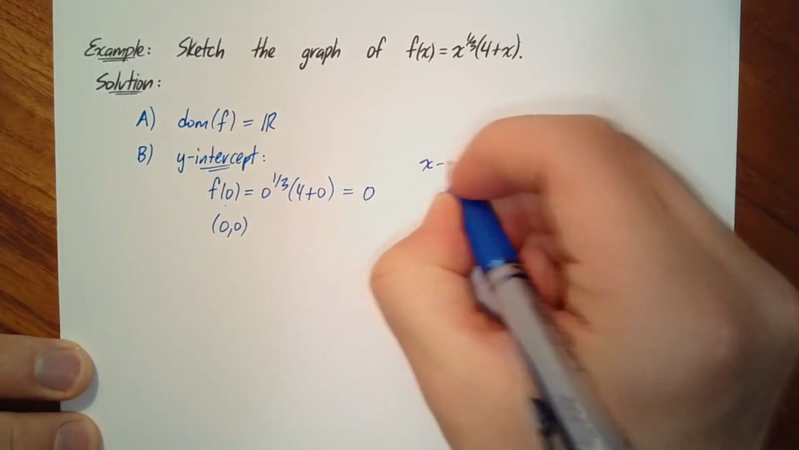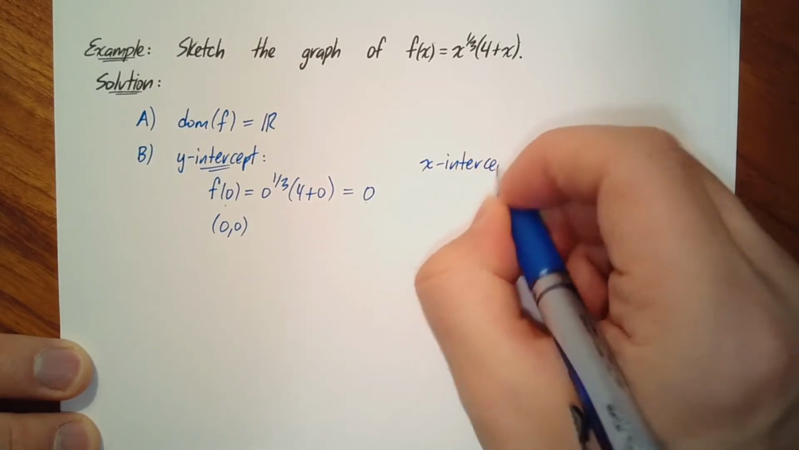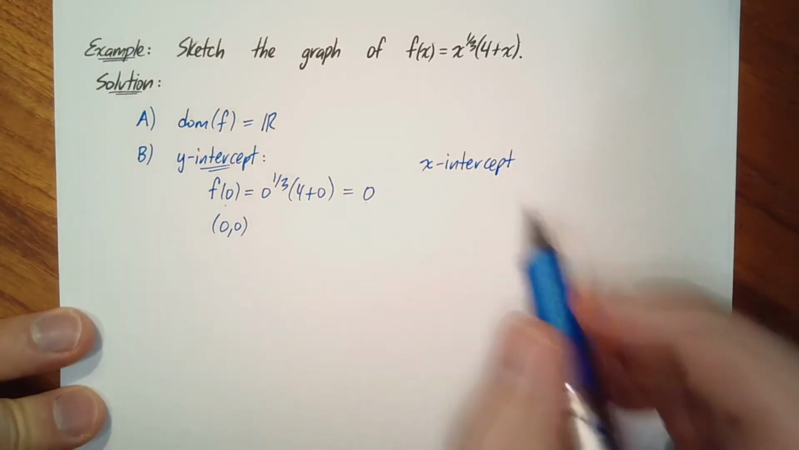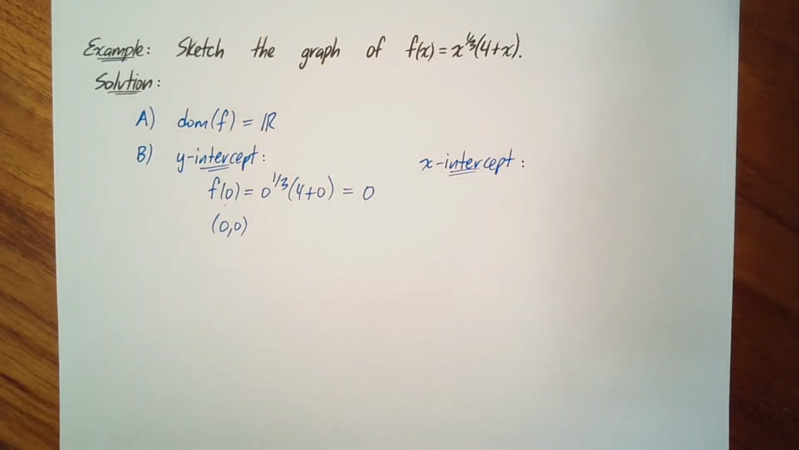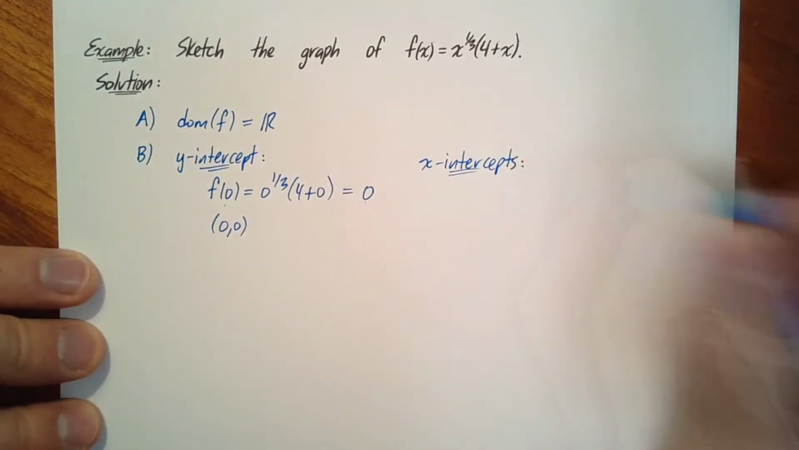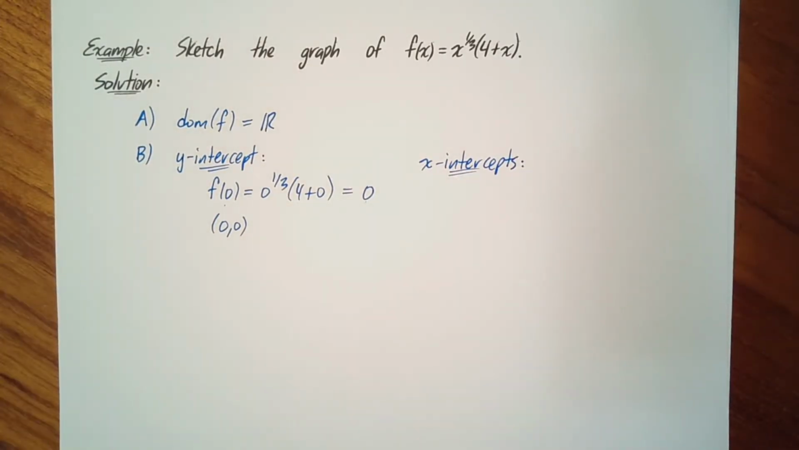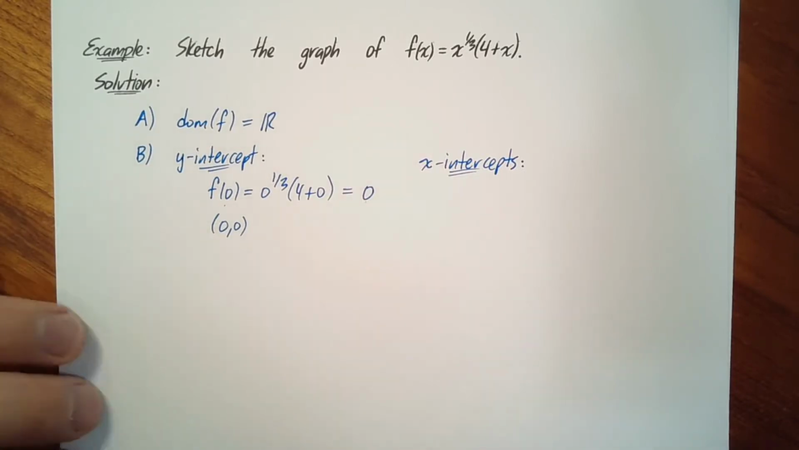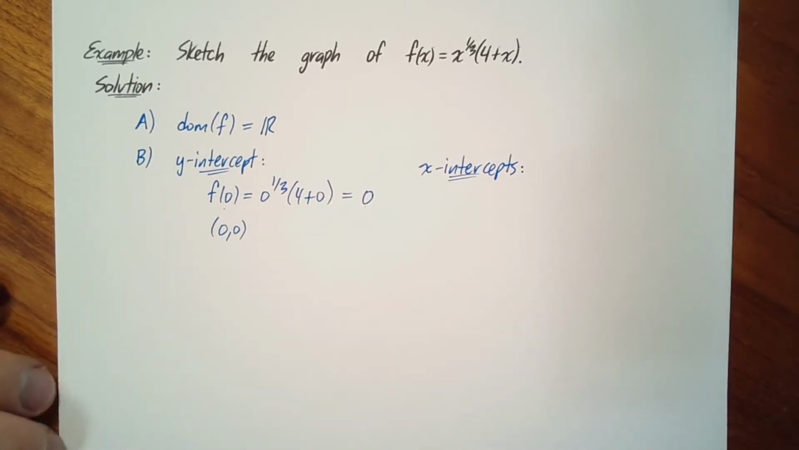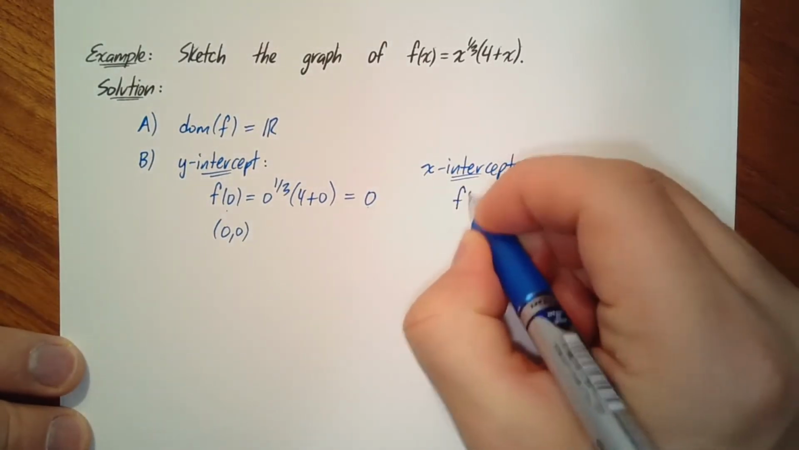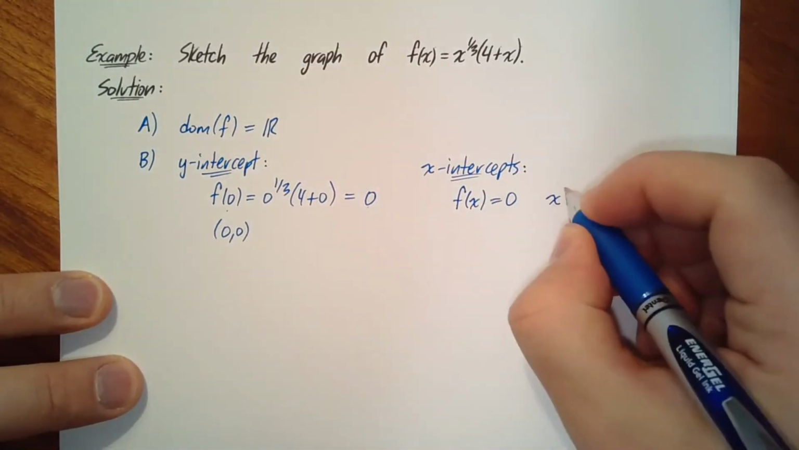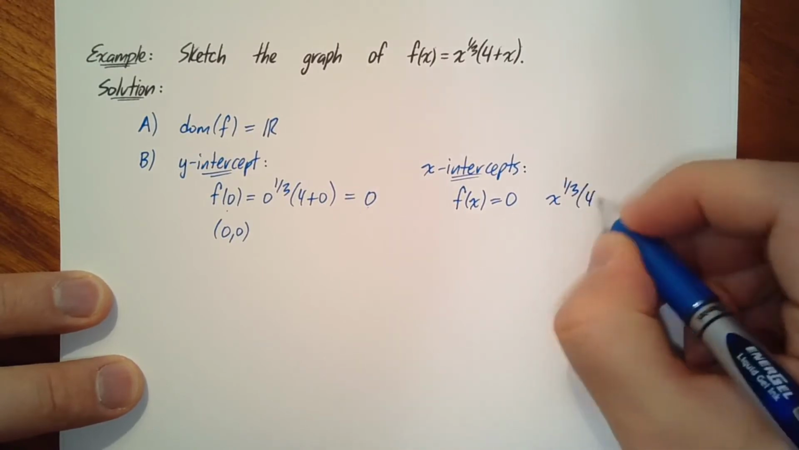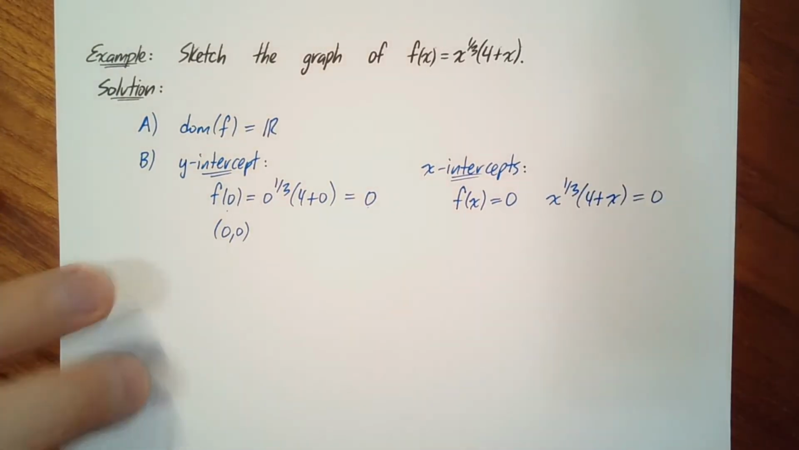Let's get the x-intercepts now. And I said x-intercepts because there could be more than one in general. There might be none, there might be exactly one, or there might be plenty. We don't know in general. So we should allow for the possibility that there's more than one. To do that, you're going to look for points on the graph of this function whose y-coordinate is 0. So in other words, you want to solve the equation f of x is equal to 0. That's going to be x to the 1/3 times 4 plus x is equal to 0.